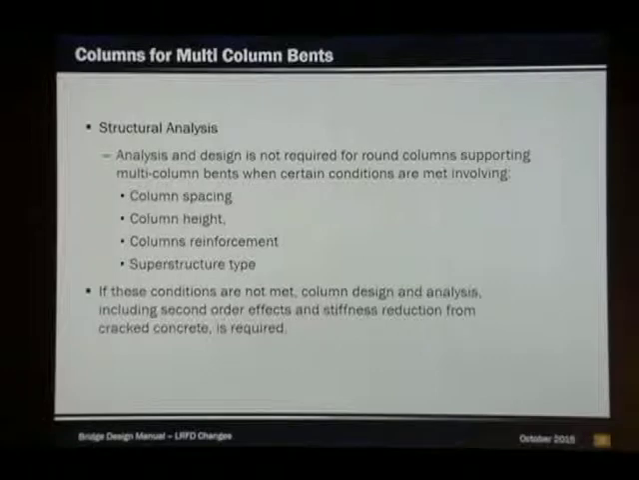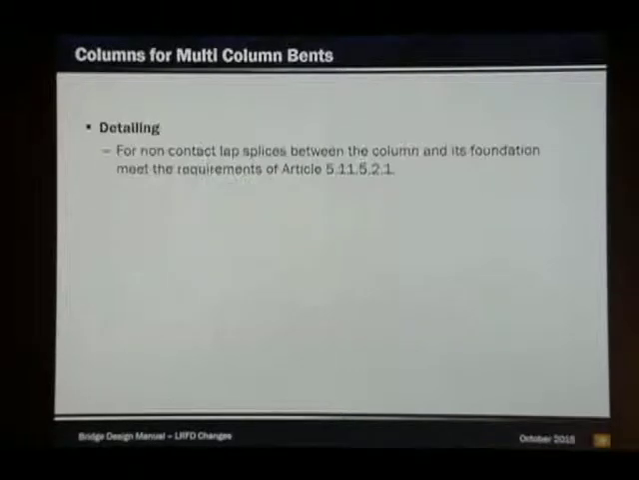Under structural analysis for multi-column bents, analysis and design is required for round columns supporting multi-column bents when certain conditions are met involving column spacing, column height, column reinforcement, and superstructure type. And more information is given on that in the design manual. If these conditions are not met, column design and analysis, including second-order effects and stiffness reduction due to cracked concrete, is required. For detailing, for non-contact lap splices between column and its foundation, meet the requirements of Article 5.11.5.2.1.